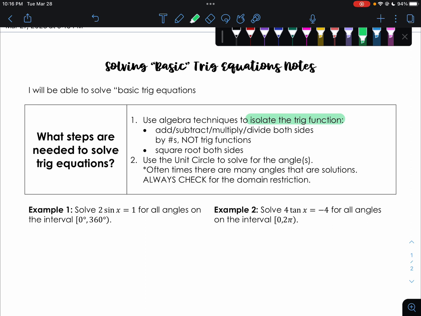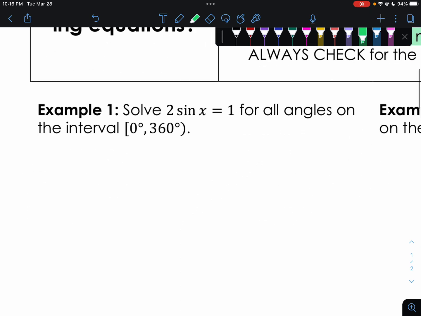After we do the algebra part, then we're going to use the unit circle to identify the angles that satisfy the equation. Oftentimes there are many angles that are solutions, so we do need to make sure that we list all possible solutions. And then we always have to double check our domain restriction to make sure our answers, our angles, fall within that domain.